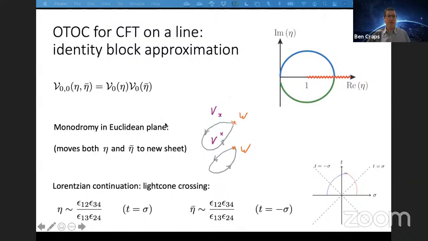So in the Euclidean plane, because of the multivaluedness I mentioned before, there will be monodromies. And physically, if you take the two V operators and the two W operators, and you move them such that one of the W's goes in between the two V's and then comes back and the other one doesn't, then you have crossed this branch cut for both eta and eta bar. So that's the multivaluedness that you get from the restriction to a single conformal block.